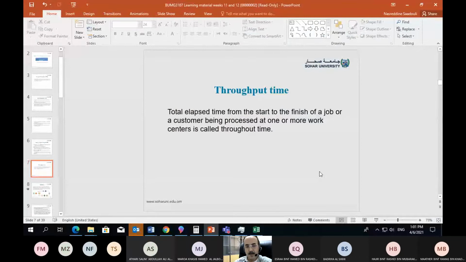All right, so we were discussing the theory of constraints, and we came to this definition of a throughput time. Essentially, this is the total time it takes to go through a process from beginning to end for a given job.